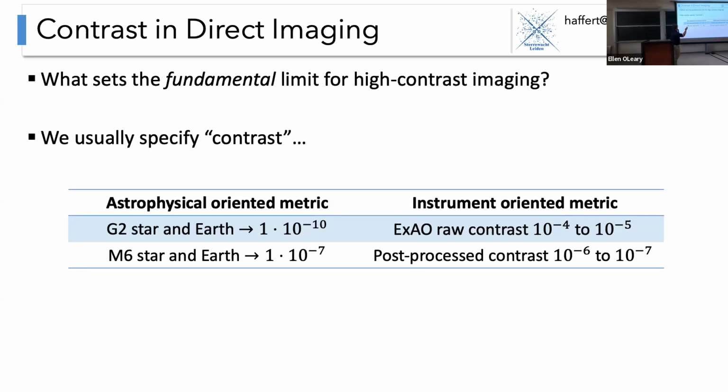So if we're talking about what sets the fundamental limit for high contrast imaging, then we usually specify a contrast. For example, if we take a G2 star and Earth, then we say it's about 10 to the minus 10. But if we're talking about an M star and Earth, then it's like 10 to the minus 7-ish. So that's an astrophysically oriented contrast. But if we talk about instrumentation contrast, then we might talk about extreme adaptive optics, the raw contrast after an AO system, which is 10 to the minus 4, maybe 10 to the minus 6. Or we might be talking about post-processed contrast, which is 10 to the minus 6 to 10 to the minus 7. So it's a bit random in the end what speakers usually mean with contrast, because there are all these different terms.